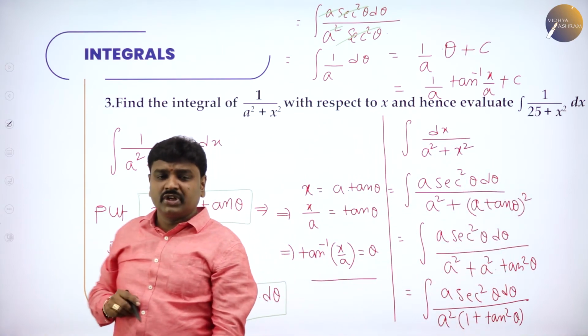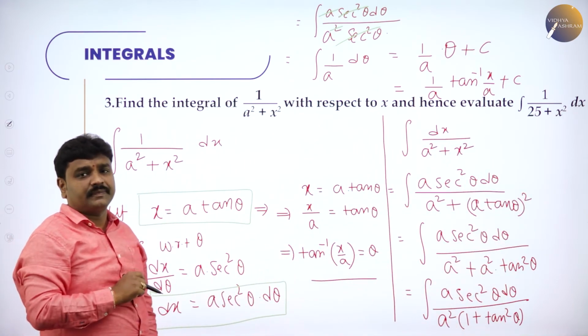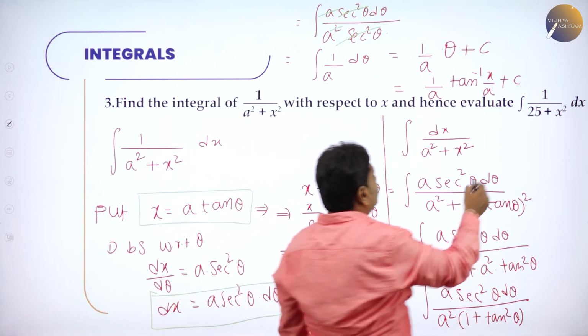So now you got the final answer. What is the final answer? 1 by a tan inverse x by a plus c.